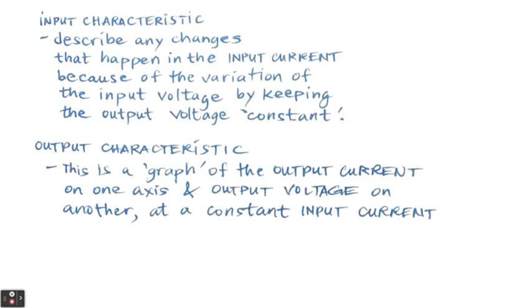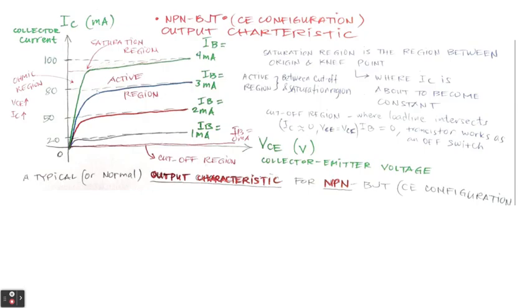Now, the output characteristic, on the other hand, is a graph of the output current on one axis and output voltage on another. Again, at a constant, this time, input current, not the constant input voltage. Now, this is the output characteristic of the NPN BJT common emitter configuration. This time on the y-axis we have the IC expressed in milliamperes, and on the x-axis we have the VCE.